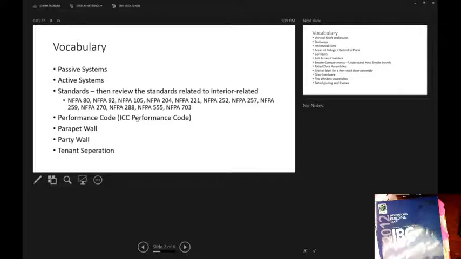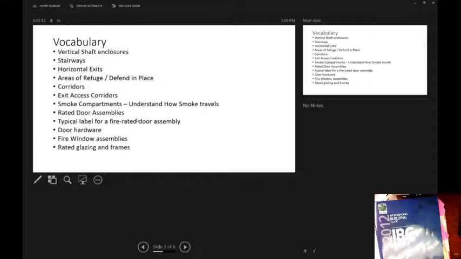I want you to look up and define what a parapet wall is, what a party wall is, what tenant separation means, and then vertical shaft enclosures, stairways, horizontal exits, areas of refuge, which is to defend in place. And yes, a lot of these we used in the last chapter, but make sure you have a defined definition of what those are. What is a corridor? Which, we talked about it being a hallway. Exit access corridor. And then understand how smoke travels and look at smoke compartments.